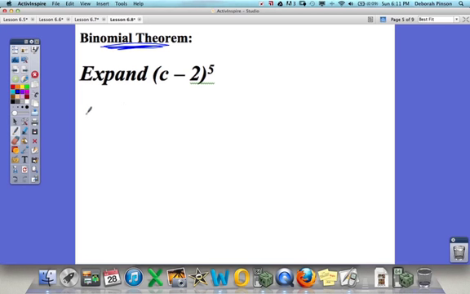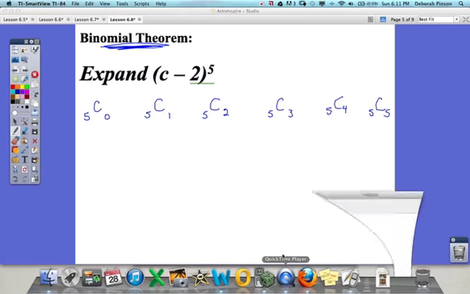Okay, so here's what I'm going to do. I'm going to use combinations from yesterday. My first term is going to be 5 combination 0. My second one is going to be 5 combination 1. You get the idea. 5 combination 2, 5 combination 3, 5 combination 4, and I should have written this a little bit smaller. Okay, so let's put those in the calculator.